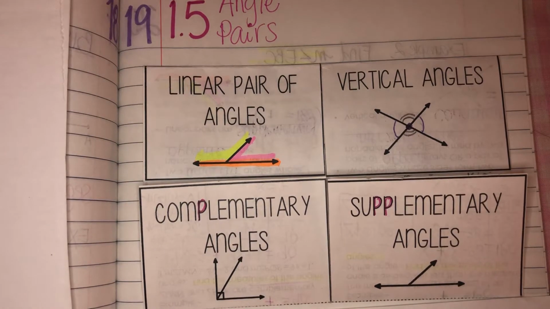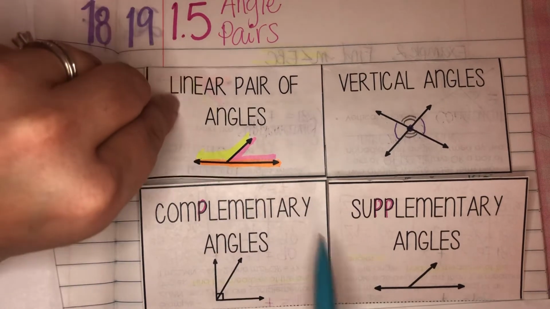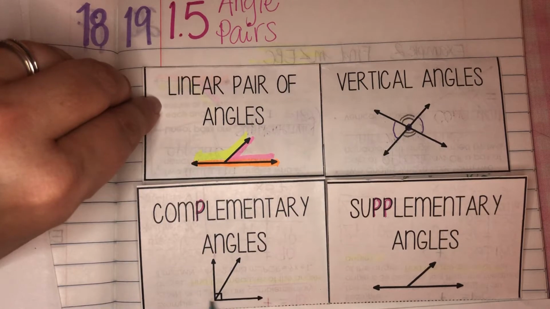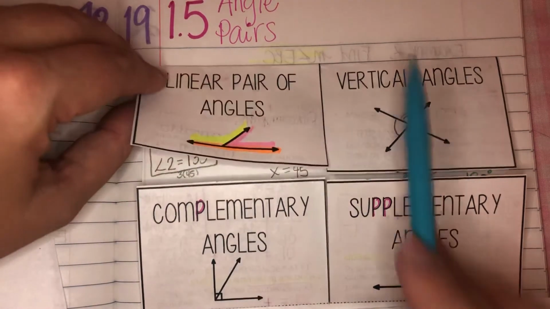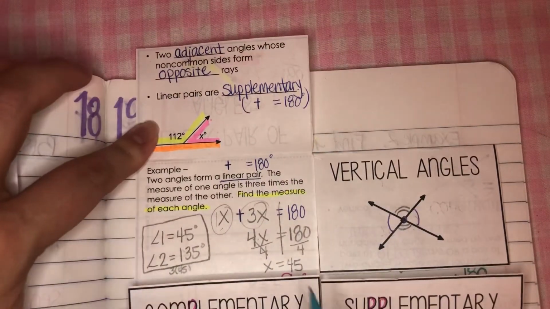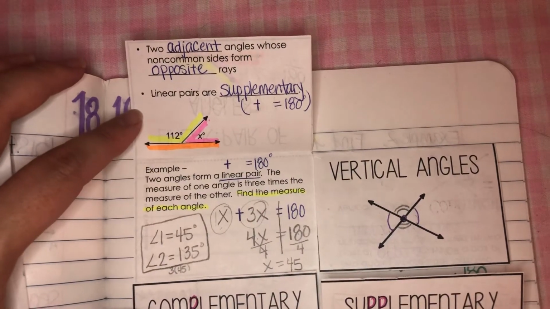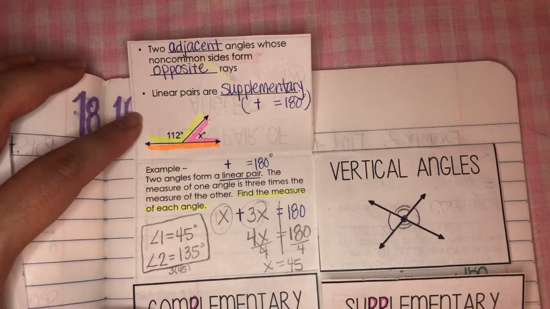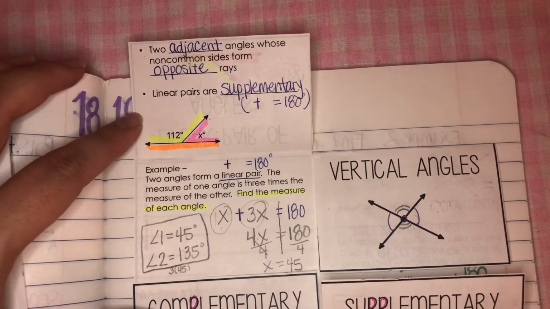Okay, let's go ahead and look at the linear pair. So we already saw that the linear pair looks very similar to the supplementary angles. Notice that the complementary angles, because of the 90, they have the box. But let's look at the linear pair. All right. For two angles to be considered a linear pair, they must be adjacent angles whose non-common sides form opposite rays. And here we get the definition that linear pairs are supplementary.